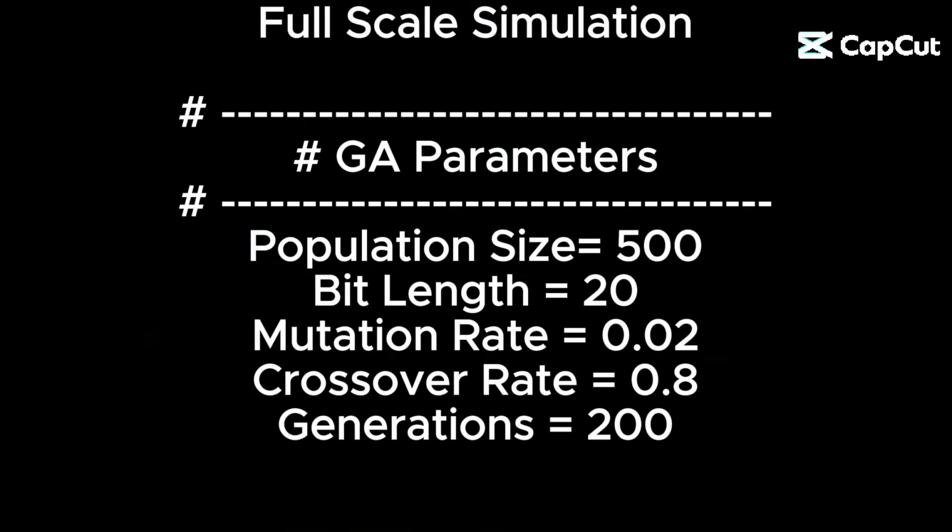Alright, now for the exciting part, let's watch evolution happen in real time with a full-scale simulation. Here's our setup. We're starting with a population of 500 random binary strings. Each 20 bits long. Our goal? Evolve them to maximize the number of ones. The perfect solution, all ones, gives us a fitness of 20. We'll run this for 200 generations and see how natural selection transforms randomness into optimization.